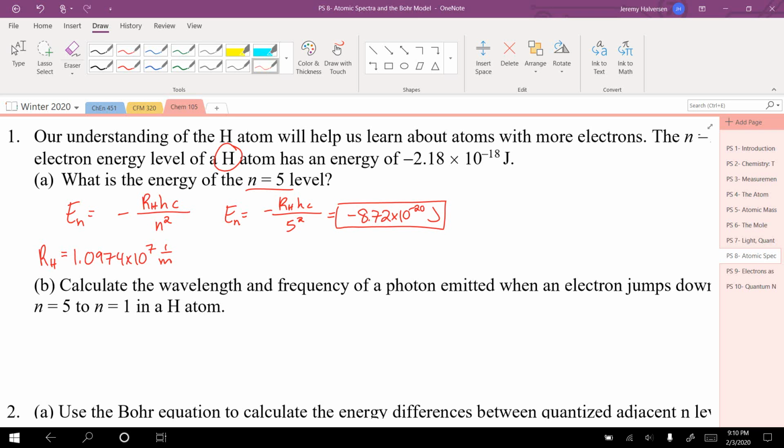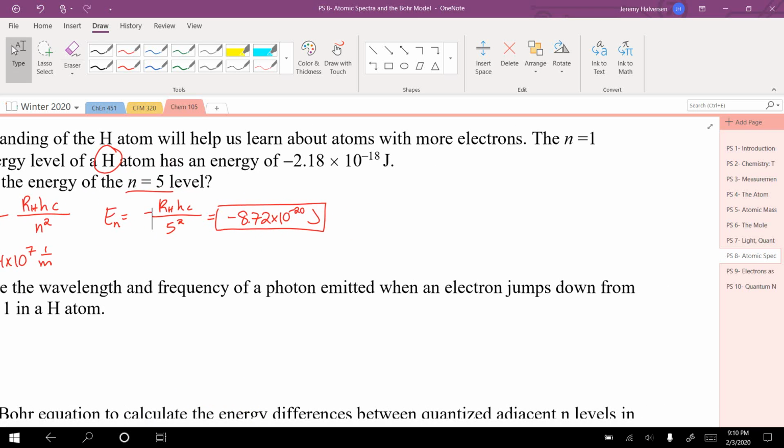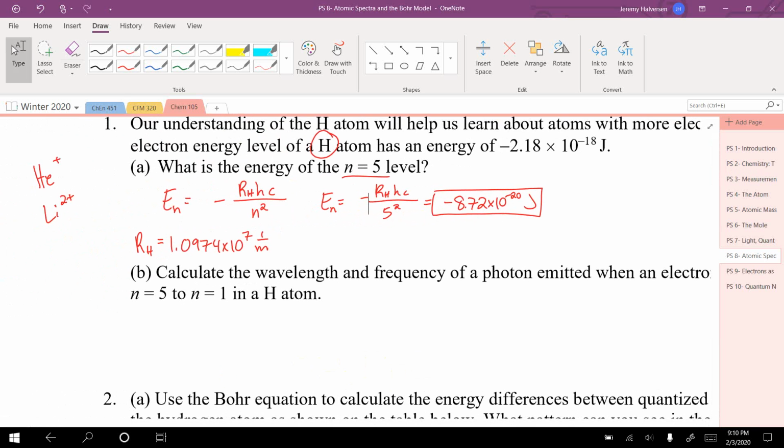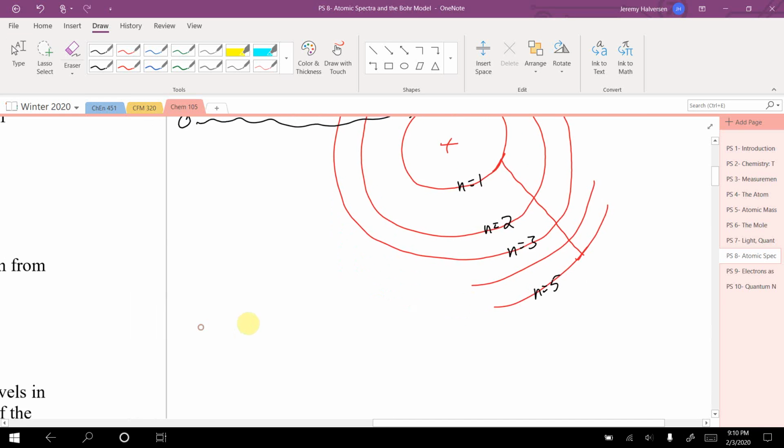Now, what if we wanted to figure out the wavelength and frequency of a photon emitted when an electron jumps down from n equals 5 to n equals 1? Well, then we'd be saying we want to get this value right here, the change between 5 and 1. We know how to calculate the energy of 5, we already did that, and we know how to calculate the energy of 1, so that drop is just going to be the difference between those two energies.